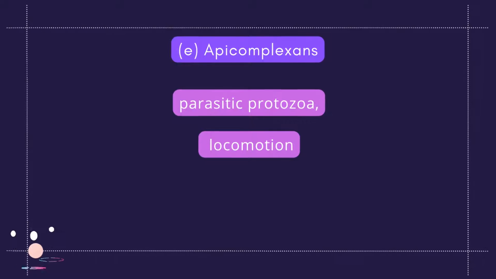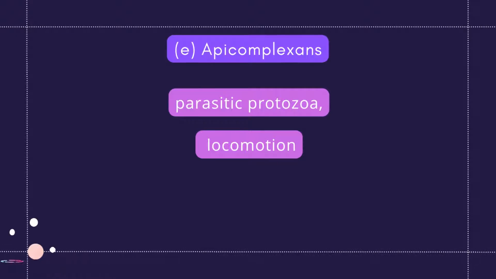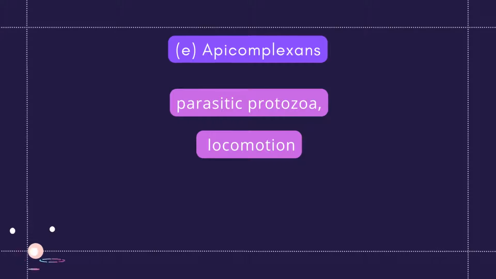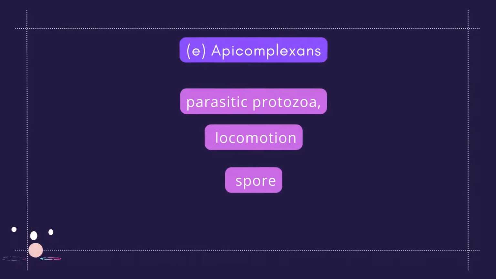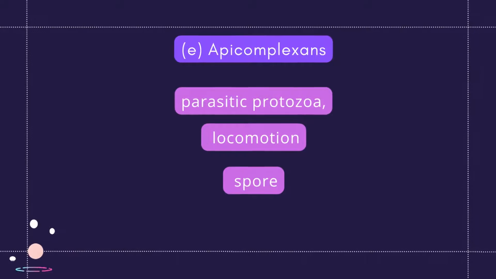They are parasitic protozoans. Locomotion: apicomplexans lack specific locomotory structures. In paramecium, cilia are present, and in zooflagellates, flagella are present. But in apicomplexans, no locomotory structure is present. They move by flexing or bending their body. What is locomotion? The movement from one area to another area.